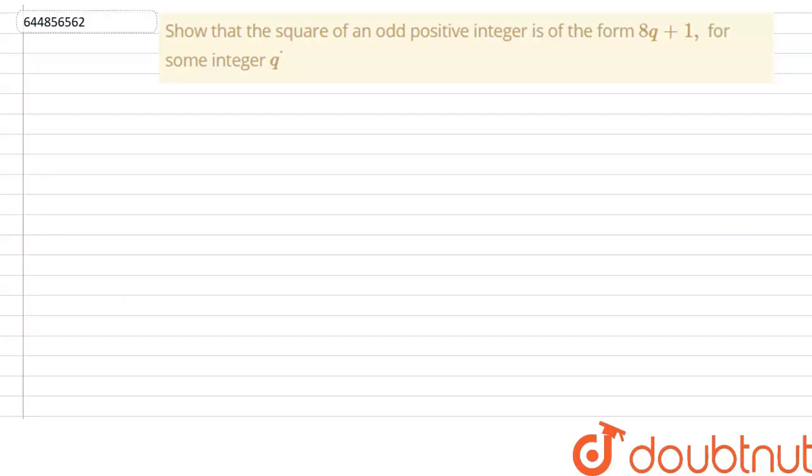Hello, today we have a question. The question is we have to show that the square of an odd positive integer is of the form 8q plus 1 for some integer q.